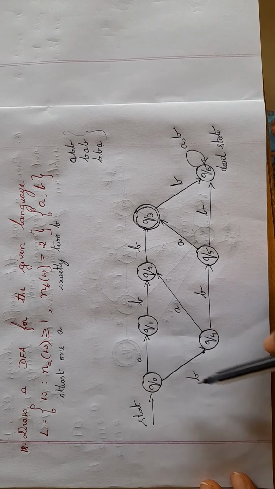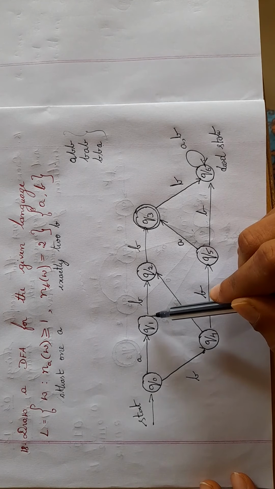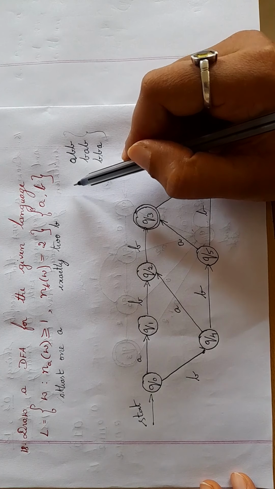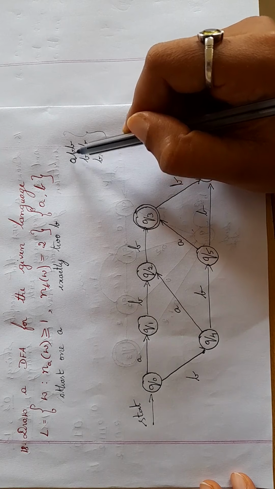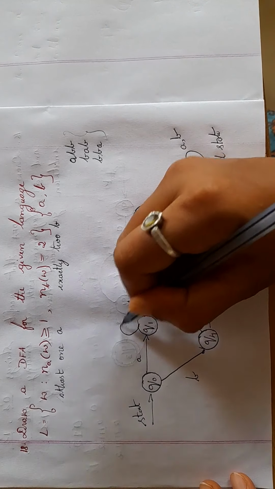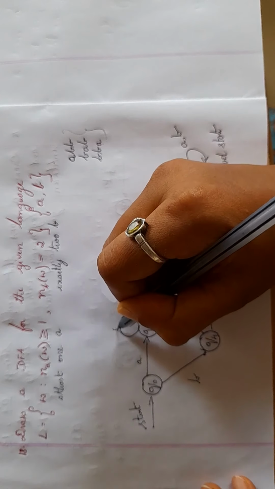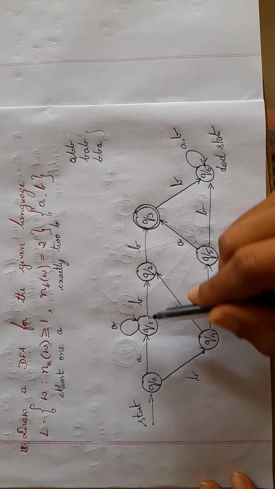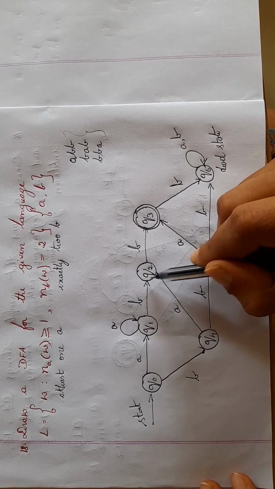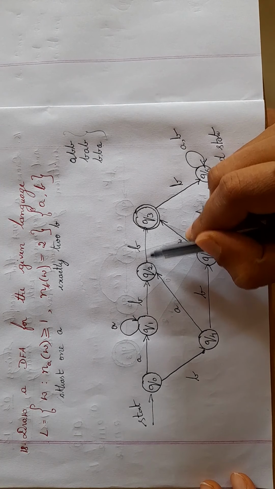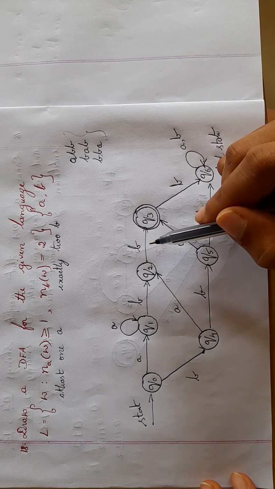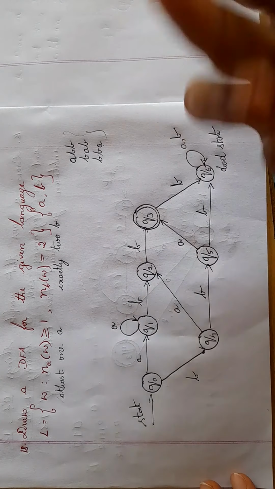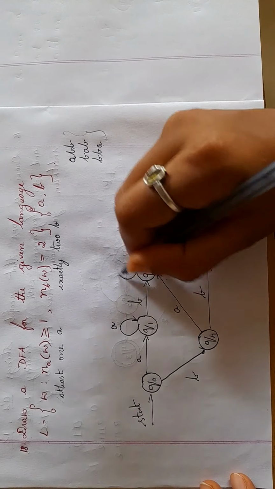From Q0, A, B is done. So from Q1, B is done. So A, B, B. It means that I can have A, and then B, B. So I will simply loop it here. Next, I have this Q2. From Q2 also B is done. A is not taken anywhere. So once again I can have any number of A's. So I will simply loop it here.